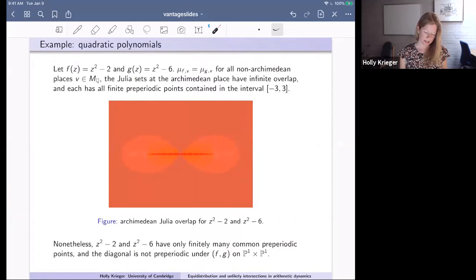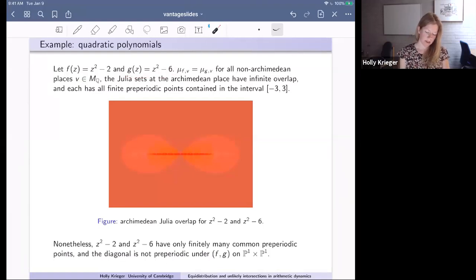All right, so let's get our hands dirty a little bit more with this split example. Here's an illustration of how the Julia sets can be almost the same. The measures can be similar at all places, but if they're not the same, then we still cannot possibly have this failure of dynamical Manin-Mumford. So in this example, I have f(z) = z squared minus 2 and g(z) = z squared minus 6, and I'm looking at the induced split map on P1 cross P1.